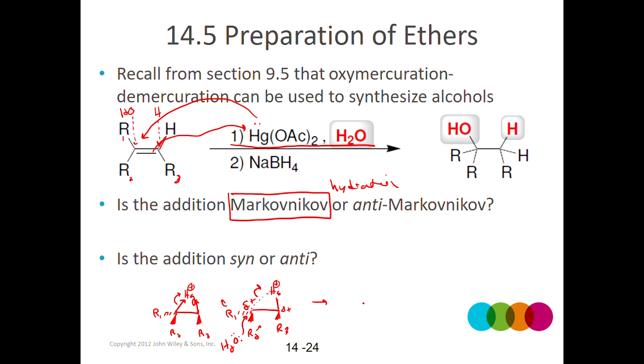And so that means the OH, or the water, that attacks there, it's going to put this R group, the solid wedge, and this one here with the dash wedge. As that opens up, the mercury is going to end up anti to the OH group.